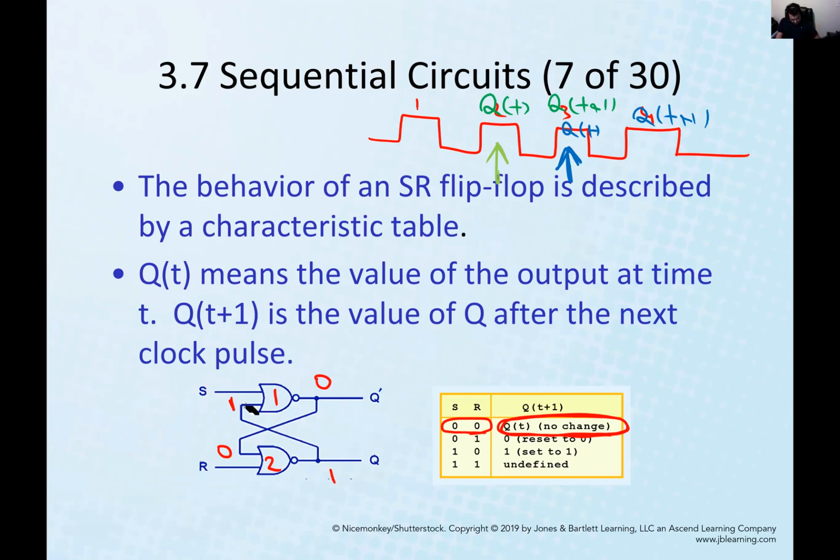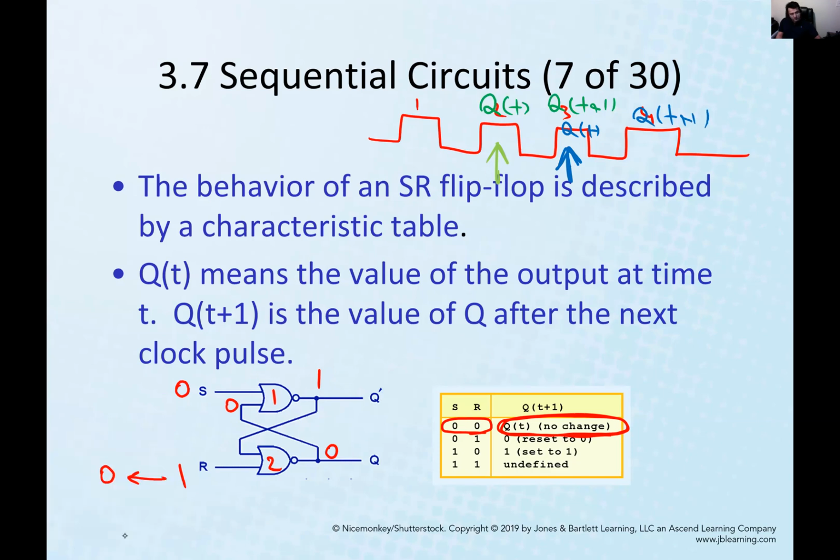Let me show one more example. Let's say S is 0, R is 1, gate number 1, gate number 2. The output of gate number 2, of course, is 0. The second input of gate number 1 is 0. The output of gate number 1 is 1. That's it. Now let's change R from 1 to 0.